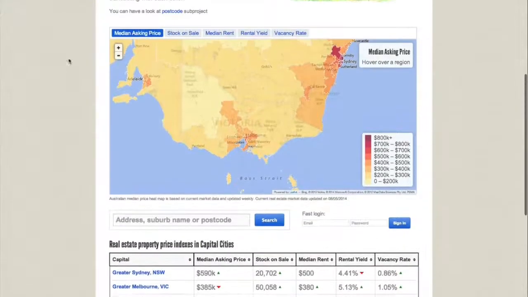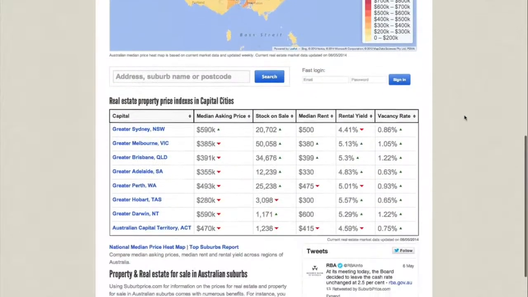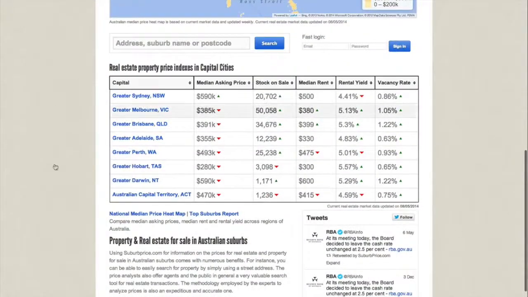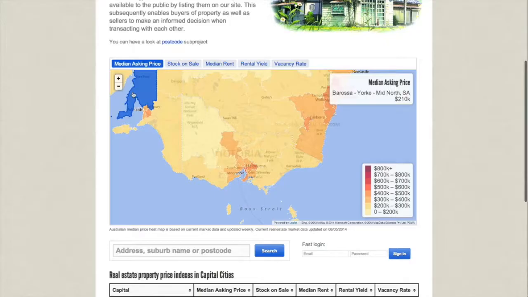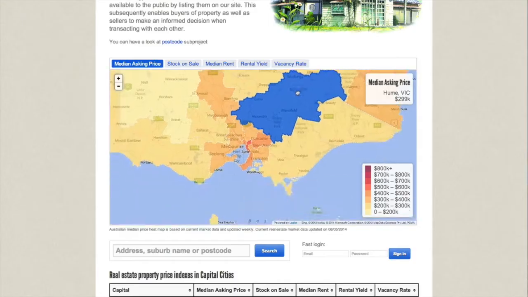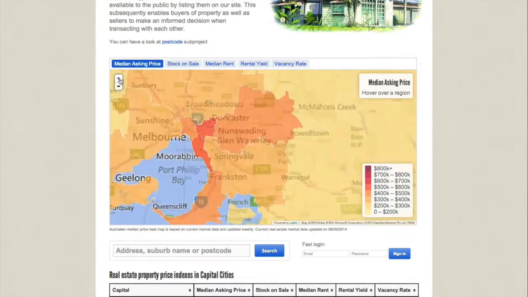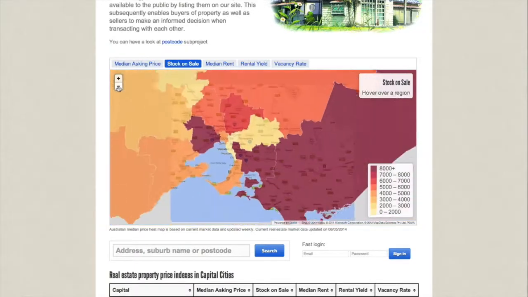This is Suburb Price, one of my favorite websites. I like it because it gives me a lot of data. It puts me in a very good position to negotiate with vendors and with estate agents. So you can look at this site and it'll tell you what's happening overall all over Australia. And you can look at some heat maps. So you can see median asking price 800k plus. I don't know how they've calculated that, because the median asking price for 800k should be somewhere here. But stock on sale, I don't look at these heat maps a lot.